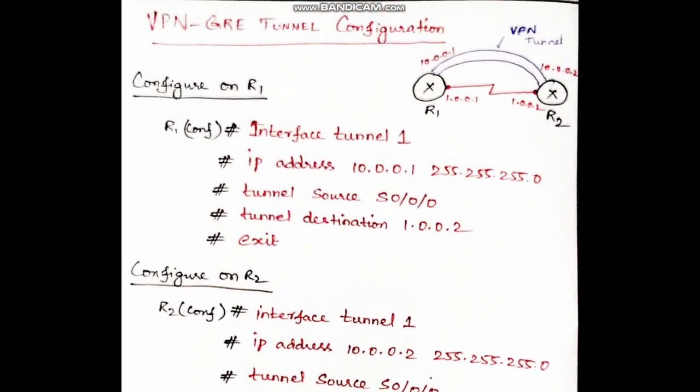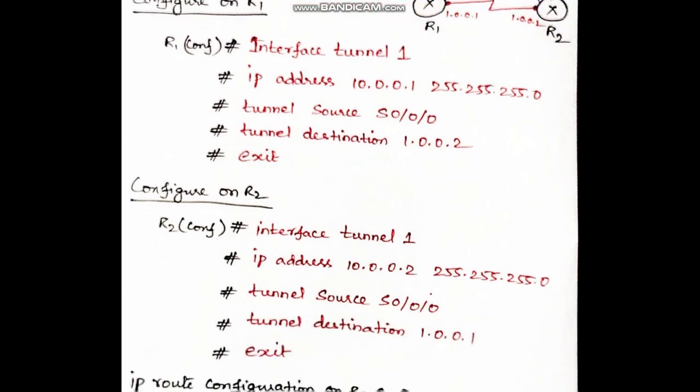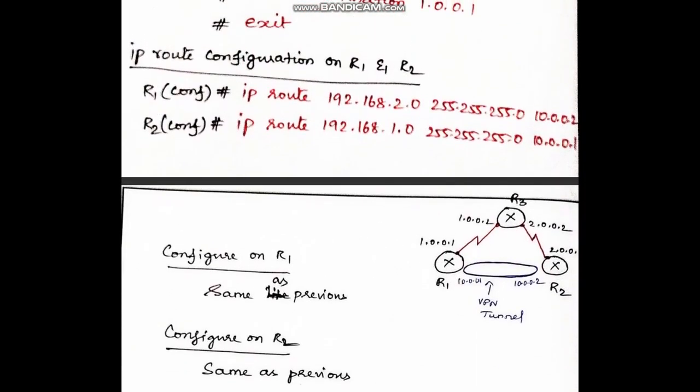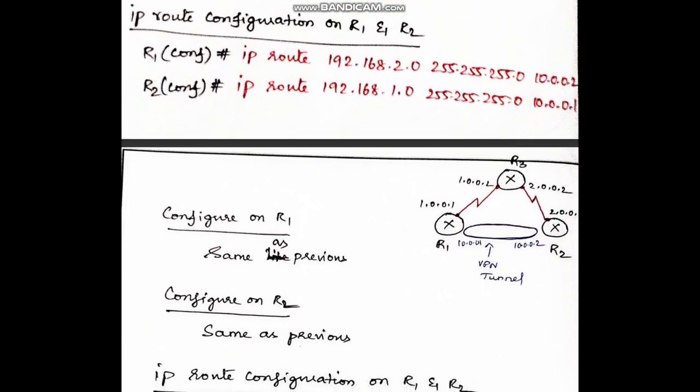Okay, this is for two routers. I make a tunnel between these two routers, and these two routers are physically connected directly through a cable, through the serial port. If the routers are not connected directly, then how do we do it? Same commands only, with one small change we need to make.